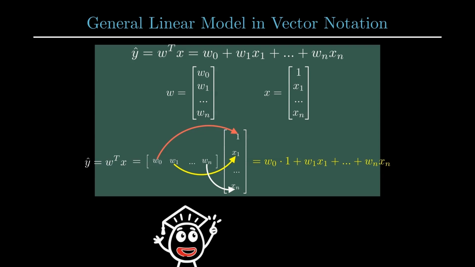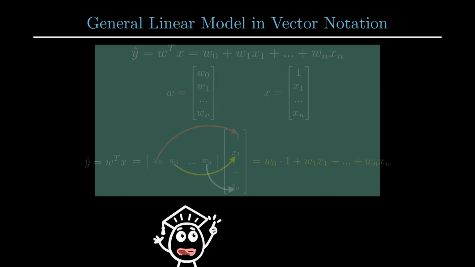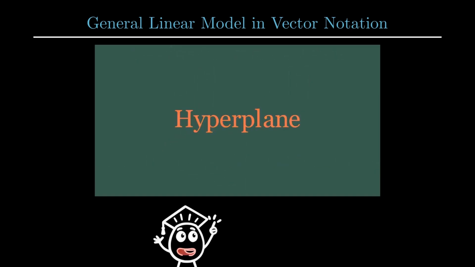Even when we can't visualize the space, say in 4 or more dimensions, this equation still describes a geometric object called a hyperplane. It has all the mathematical properties of a plane, just in higher dimensions.